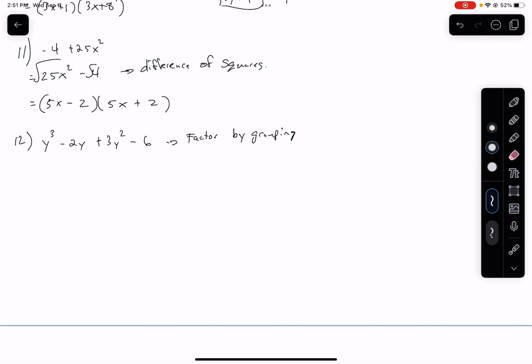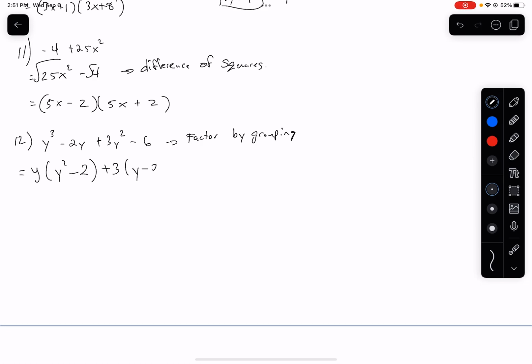So in the first two, it looks like I can remove a y. And so I'm just going to remove a y, and then I'm going to write y squared minus 2. And then over here on the other piece, I'm just going to remove what looks to be a common factor of 3, and I'm going to write y squared minus 2. And look at that, the two pieces match. Okay, at which point you can factor out the y squared minus 2 to the front and write what's left, the y plus 3. Again, that's factoring by grouping.